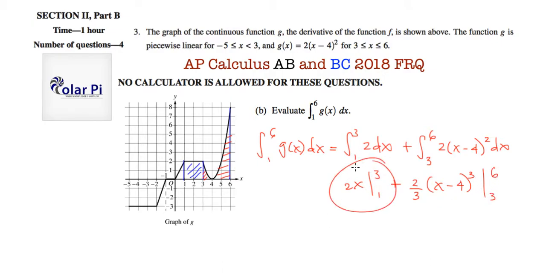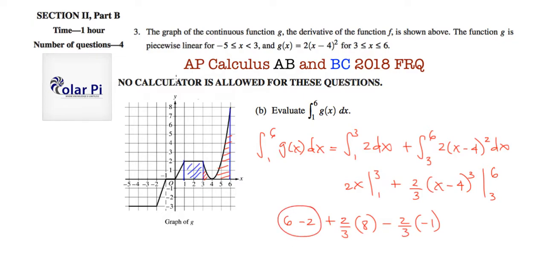So this guy is going to turn into, let's see, 2 times 3, so that's 6 minus 2, and then we'll have plus 2/3, and then it'll be plugging in 6, so 6 minus 4 is going to be 2, cubed is going to be 8, and then minus 2/3 times plugging in 3, so that's going to be 3 minus 4, which is negative 1, cubed is negative 1. So this is what we'll have, and this is clearly 4.